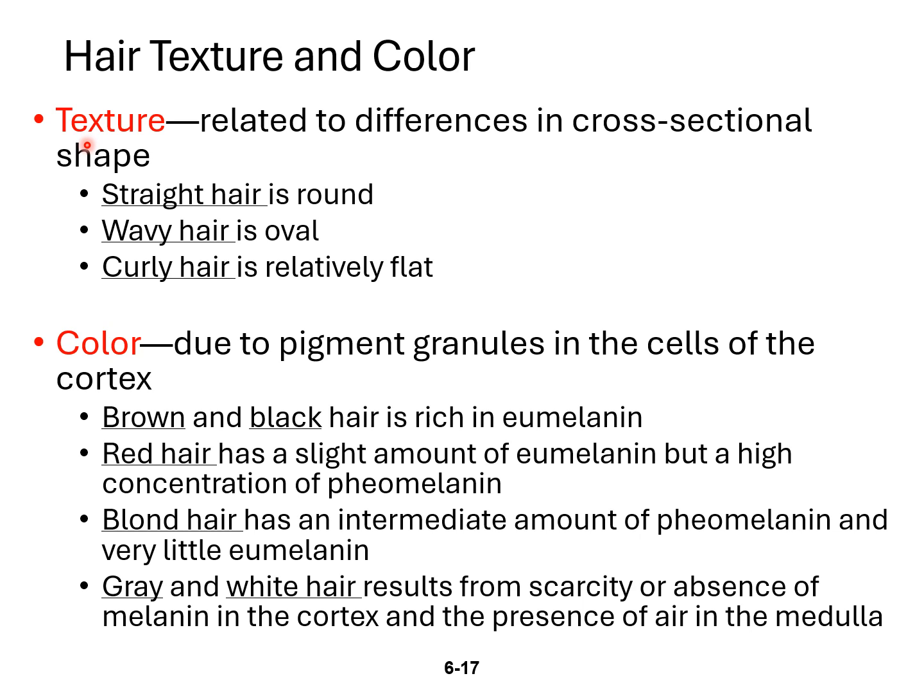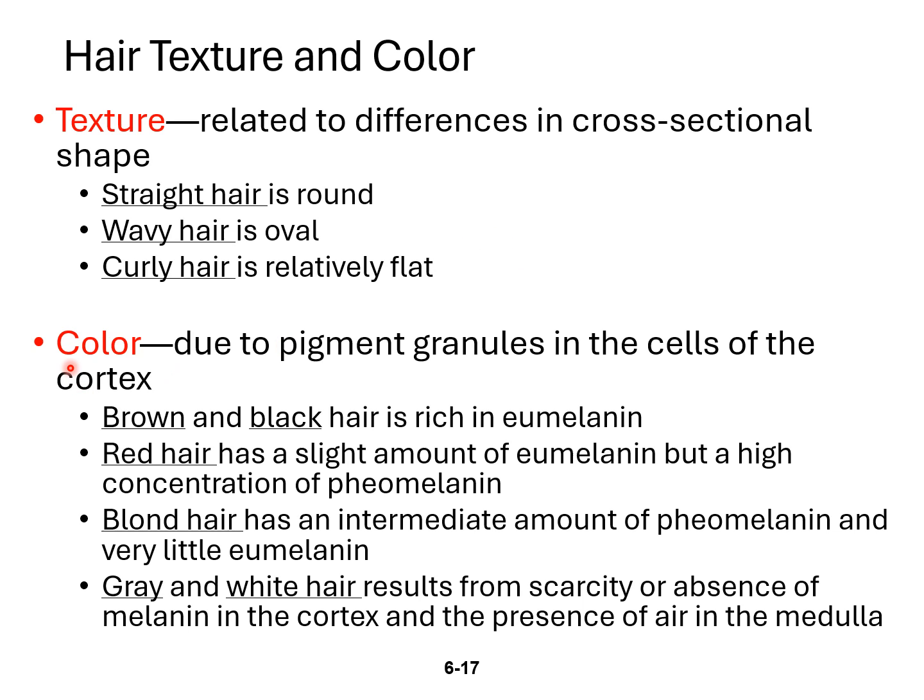Now we're going to focus more on texture and color. So the texture of hair is based on shape. If you take a cross section of it, straight hair is going to be round. Wavy hair will be oval. Curly hair is going to be relatively flat.